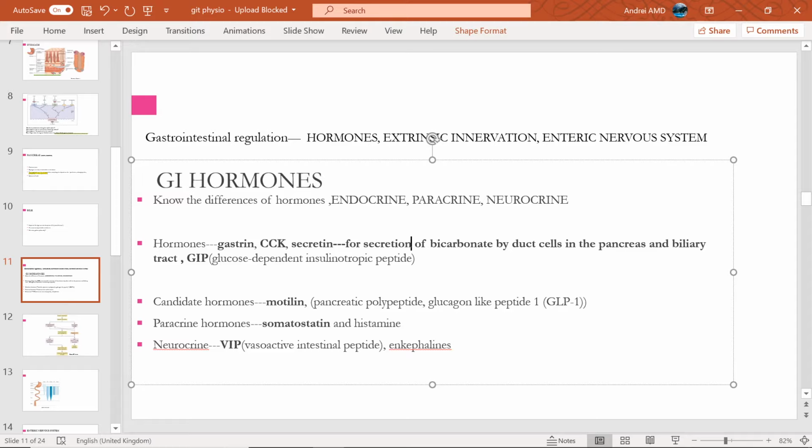Okay, this other hormone is called GIP, glucose-dependent insulinotropic peptide. Yes, it has a very fancy name, but this is just a hormone that is produced after eating that would stimulate insulin production. Yeah, GIP. So that's that.